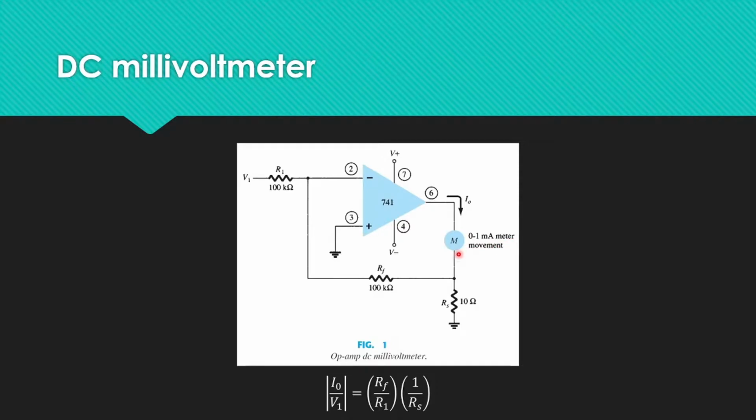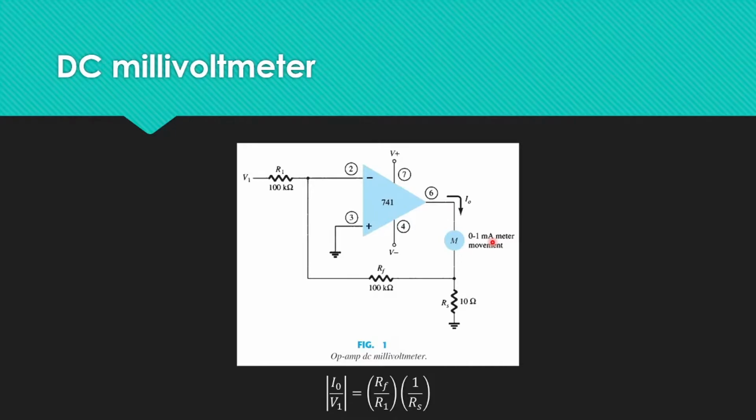So here we have a figure that shows a 741 op-amp used as the basic amplifier in a DC millivoltmeter. Now if you're wondering what 741 op-amp means, it is a monolithic integrated circuit comprising a general purpose operational amplifier. The number 741 indicates that this operational amplifier IC has 7 functional pins, 4 pins capable of input, and 1 output pin.